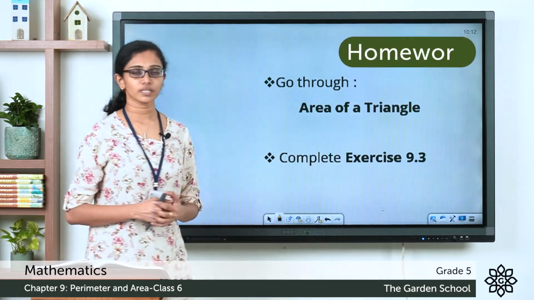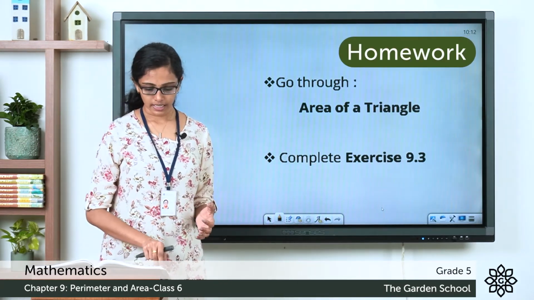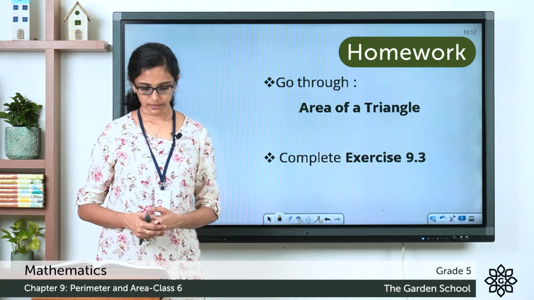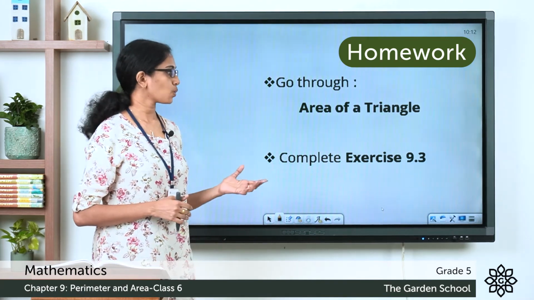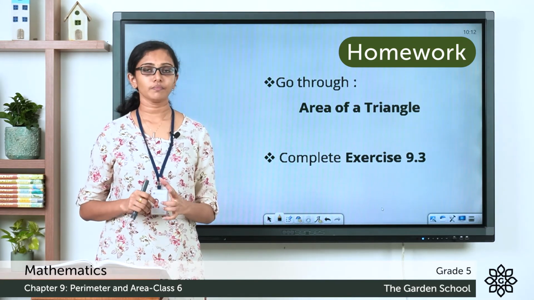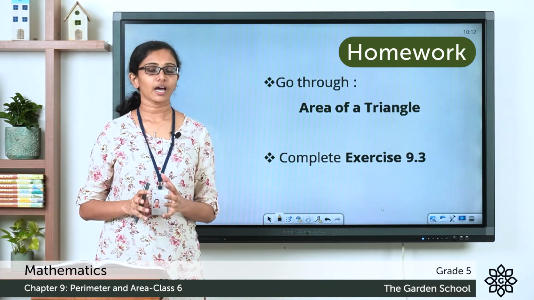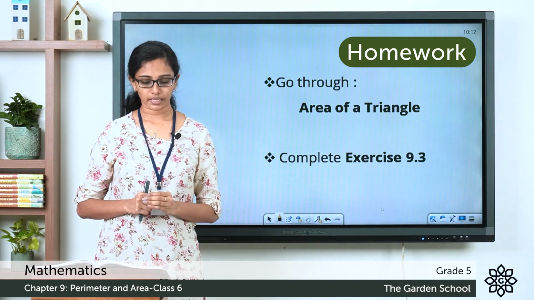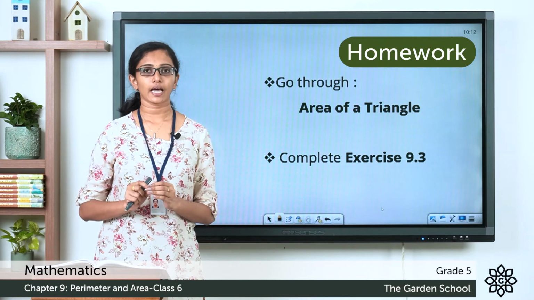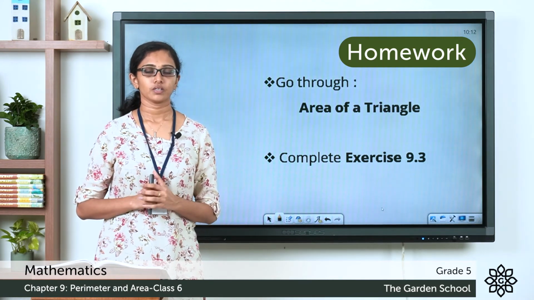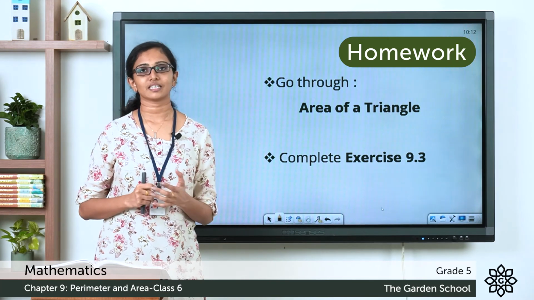Now you have to go through the topic area of a triangle on page number 145 and also 146 in your textbook. Then move on to exercise 9.3. You have to complete all the questions from exercise 9.3. You don't have to draw the figure in your notebook. You can count the squares from the textbook itself, put the question number, and write down the answer in your notebook. So once you are done with that, take a picture and send it to us on Teams.